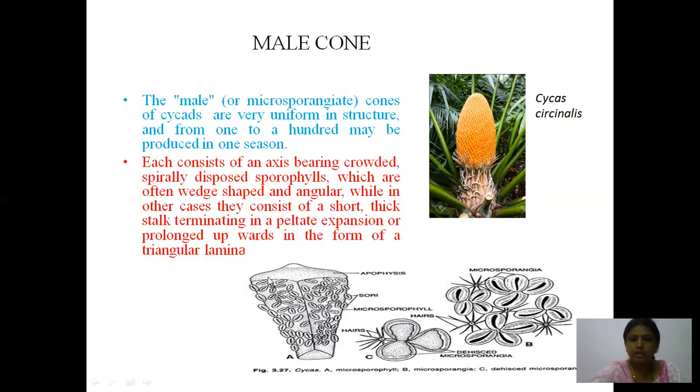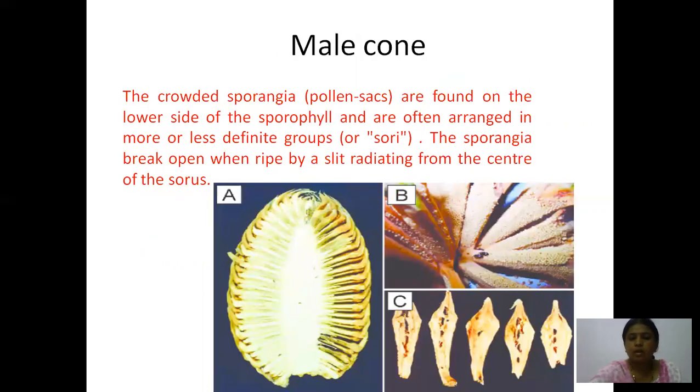This is the microsporophyll on which microsporangia are attached. These microsporangia are arranged in groups, and these groups are known as sori. Male cone.